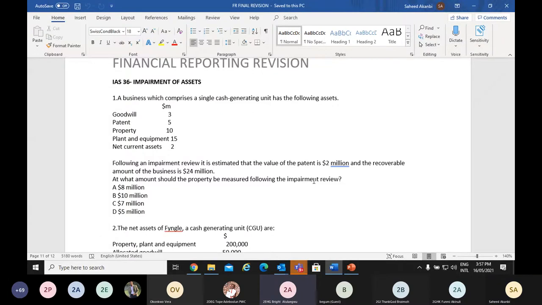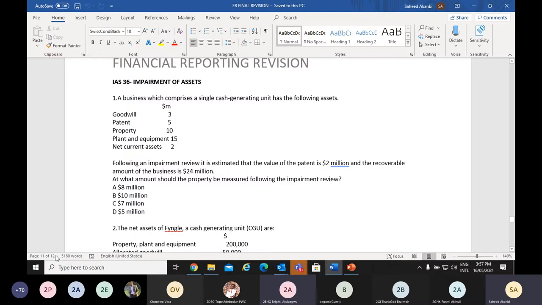Number one, a business which comprises a single cash generating unit has the following assets: goodwill $1 million, patent $5 million, property $10 million, plant and equipment $15 million, and net current assets $2 million. Following an impairment review, it is estimated that the value of the patent is $2 million and the recoverable amount of the business is $24 million. At what amount should the property be measured following the impairment review?